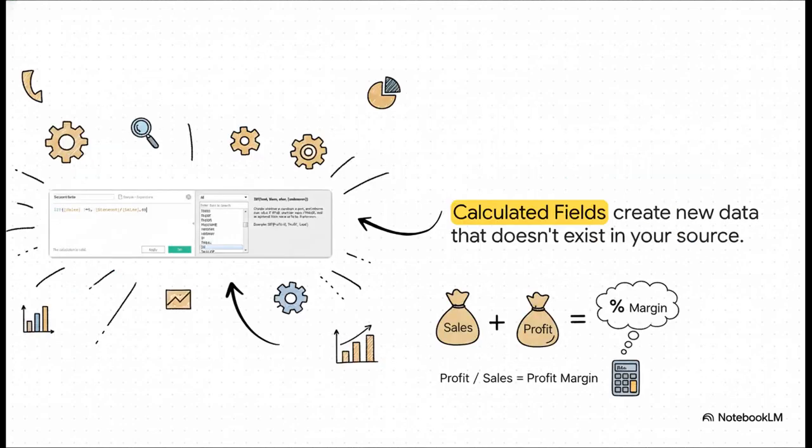And this is where you basically become a data wizard. Calculated fields let you create brand new data that wasn't even in your original file. So if you have sales and profit, but you really need to see profit margin, you can just create it yourself with a simple formula. This is a total game changer. It unlocks a whole new world of analysis.